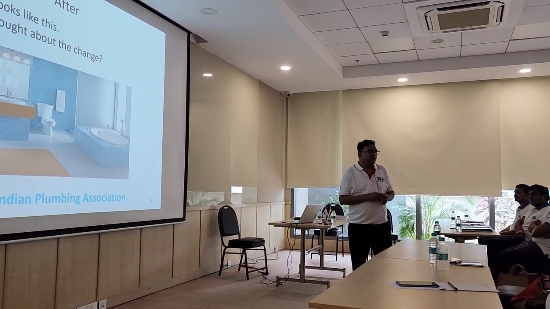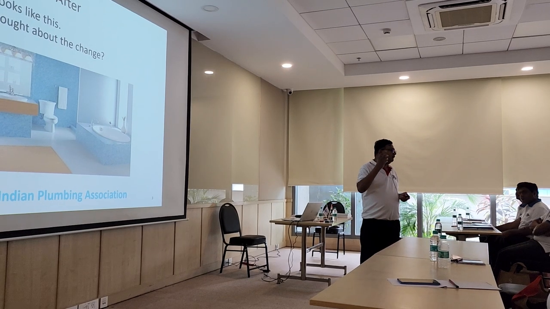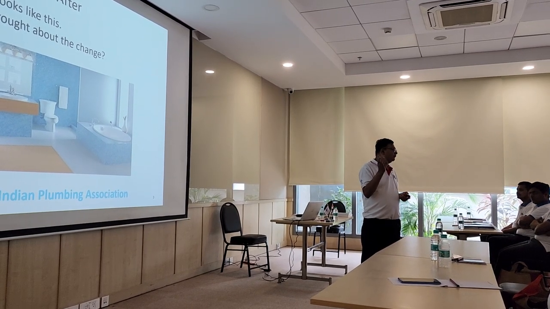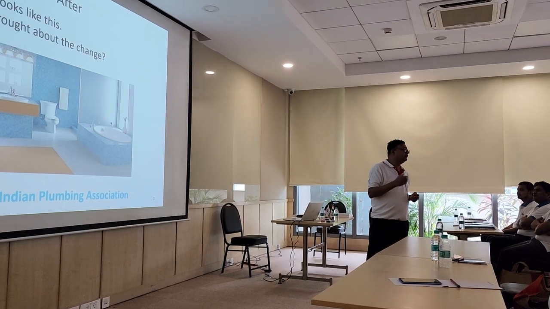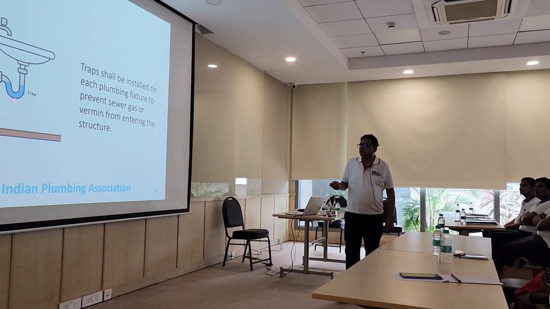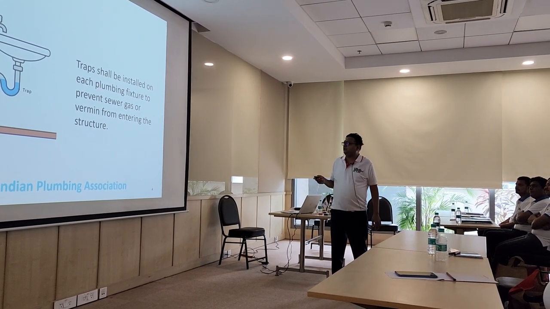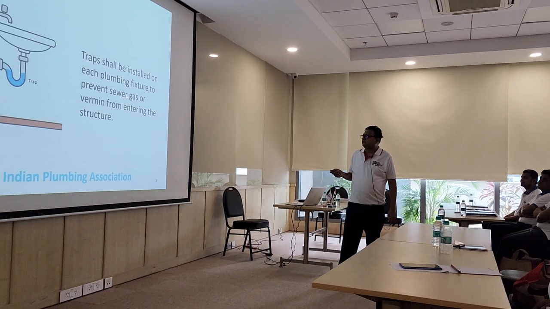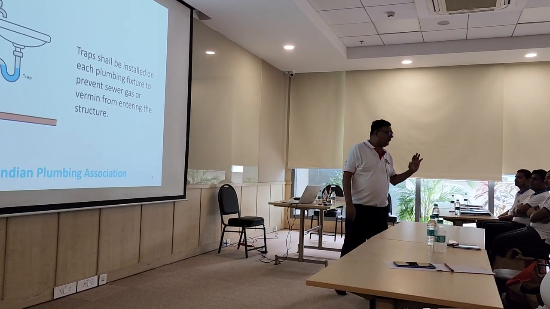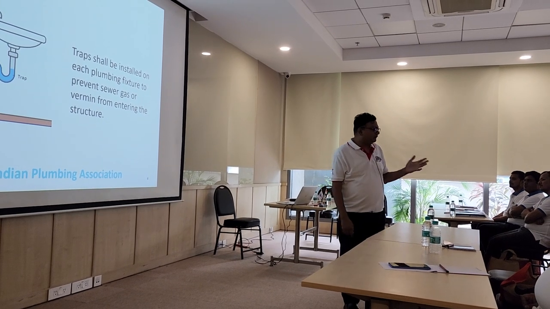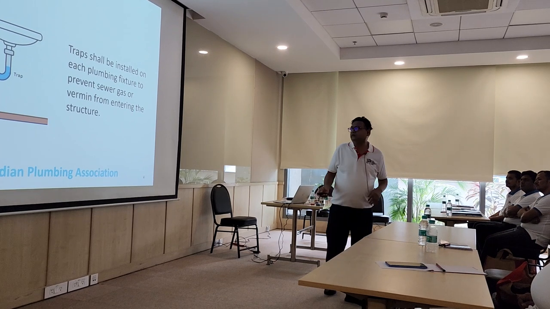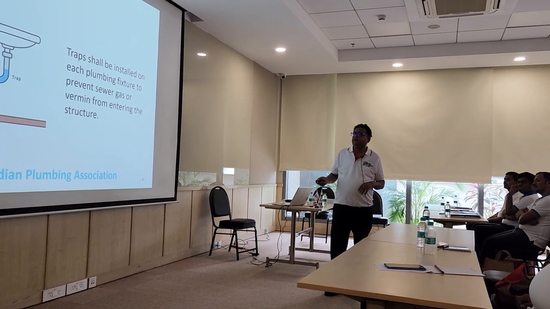Okay. So these slides are not much theoretical, but you have to focus so that you can answer the quiz properly. So as we said, this is the trap. A trap shall be installed on each plumbing fixture to prevent sewer gas or vermin from entering into the structure. In a way, bacteria, vermin, or whatever pathogens, they can be stopped by having the trap.